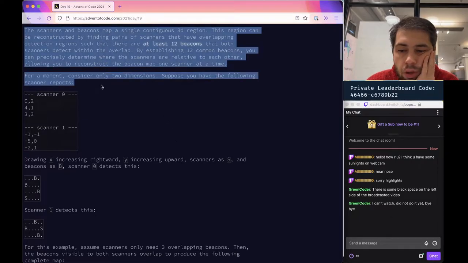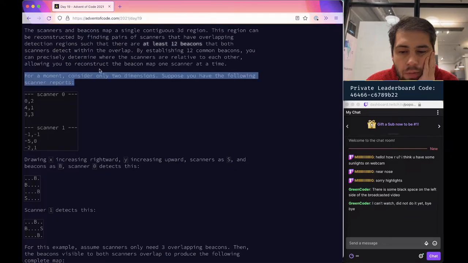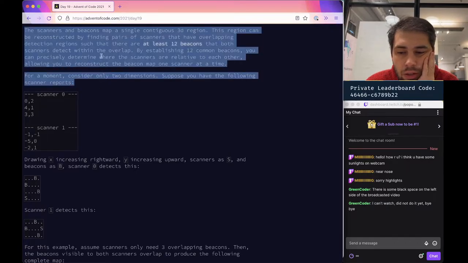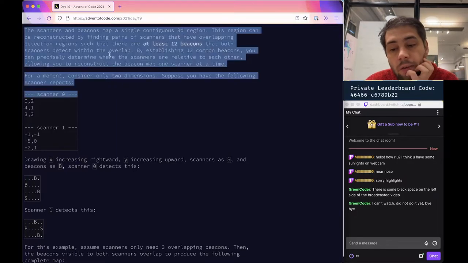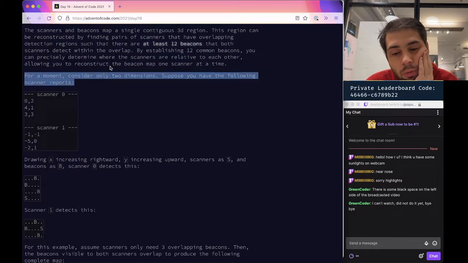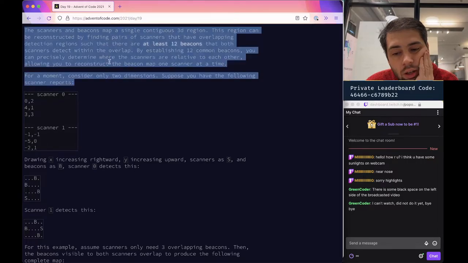This region can be reconstructed by finding pairs of scanners that have overlapping detection regions, such that there are at least 12 beacons that both scanners detect within the overlap. By establishing 12 common beacons, you can precisely determine where the scanners are relative to each other, allowing you to reconstruct the beacon map one scanner at a time.